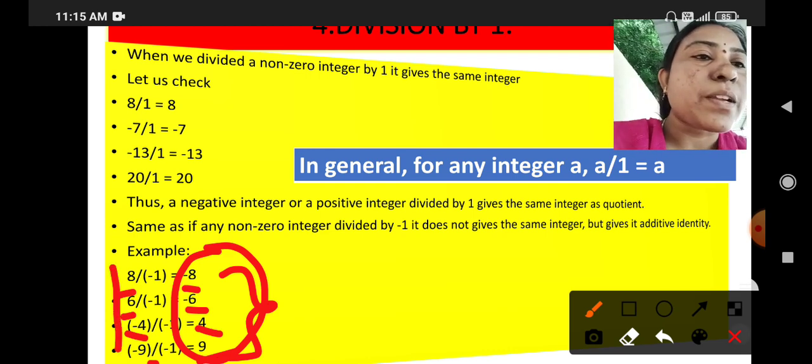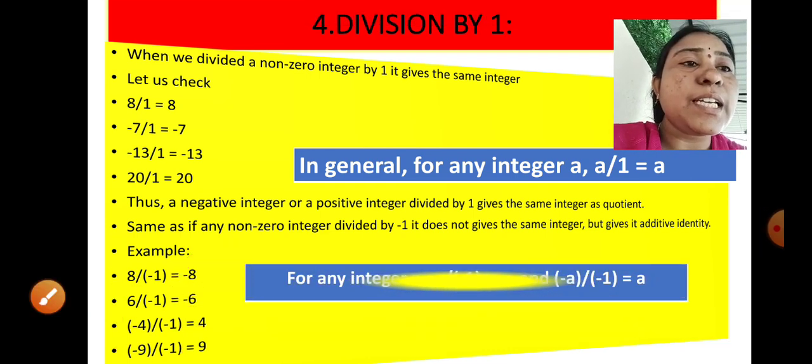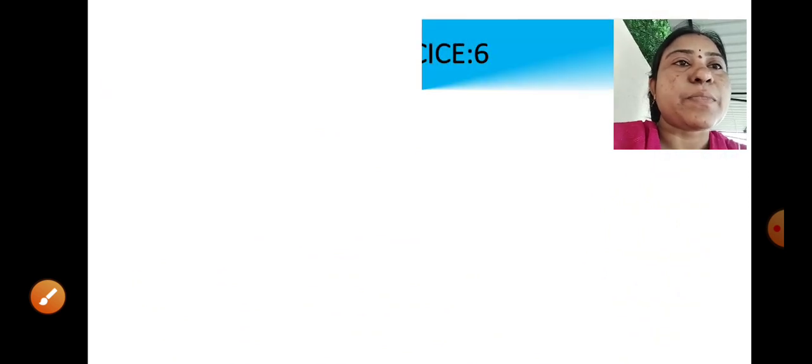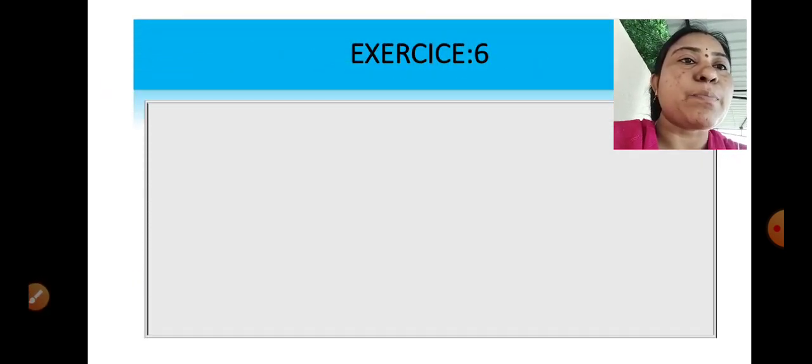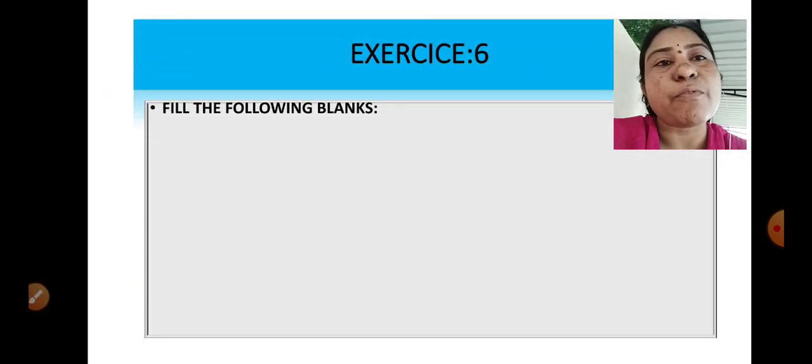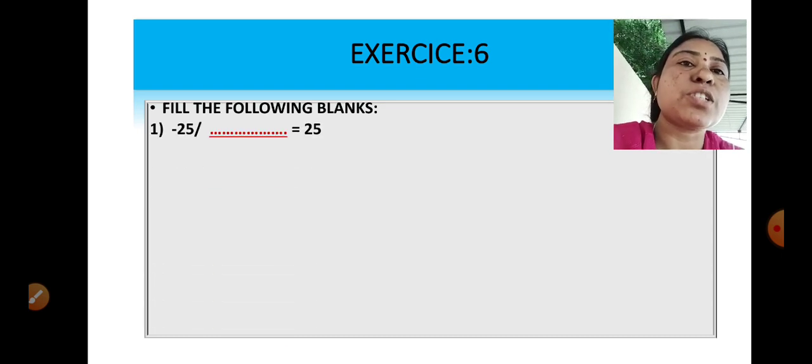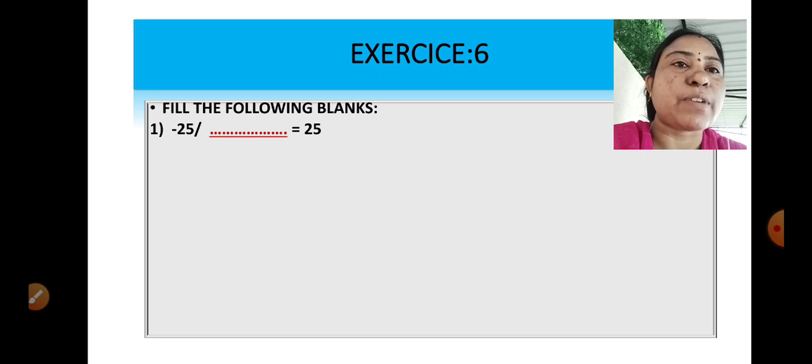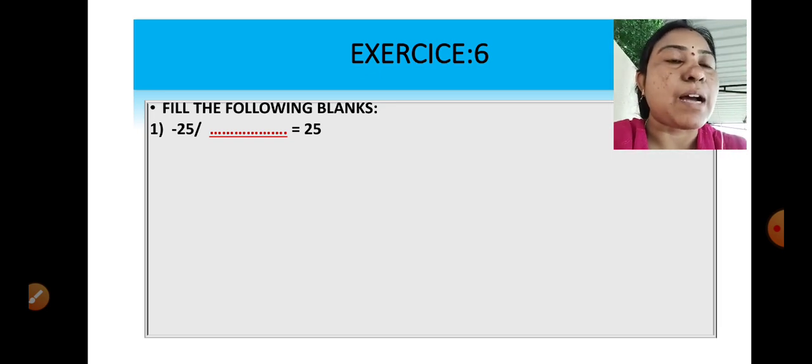Okay children. Now the next one is exercise 6. The problems given are all fill in the blanks only. The first question: minus 25 divided by dash is equal to 25. To get the same quotient, which number should we multiply by 1? Observe, the result is plus or minus depending on the question. Minus 25 divided by minus 1.